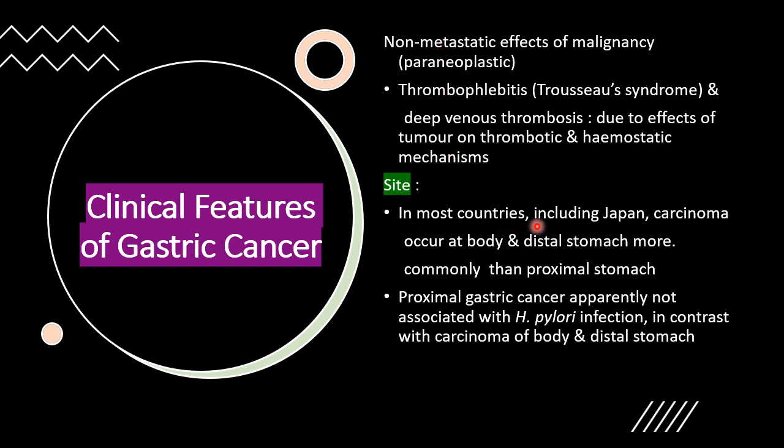In most countries, including Japan, carcinoma occurs at the body and distal stomach more commonly than the proximal stomach. Proximal gastric cancer is apparently not associated with H. pylori infection, in contrast with carcinoma of the body and distal stomach.